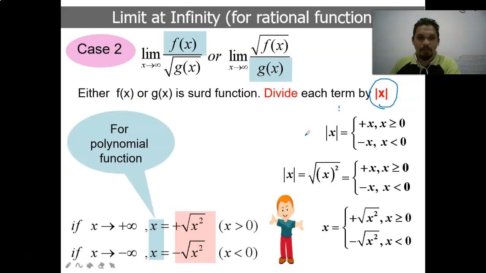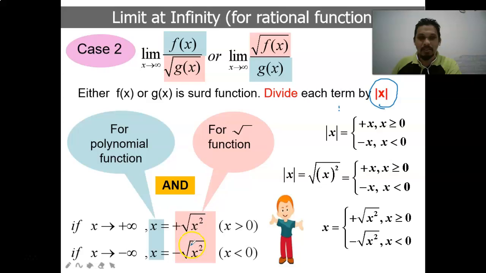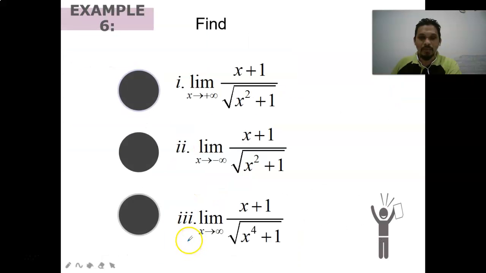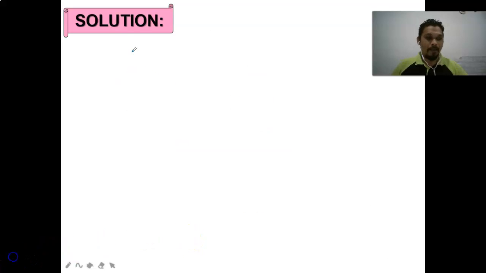For polynomial functions, the x approaches the positive infinity, then x is as positive for square root of x squared, and this one here. Okay, let's see. We're going to check the solution one by one. Okay, now the first one, where limit x approach to positive infinity of the function x plus 1 divided by square root of x squared plus 1.